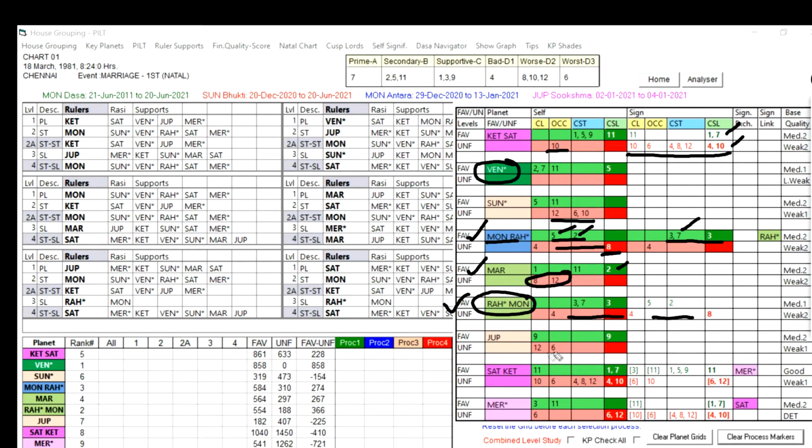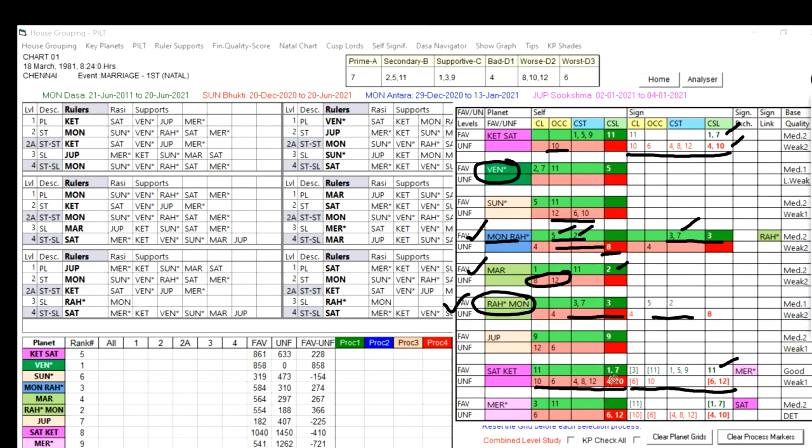Then Jupiter, no, it has got 12 and 6. And no good house grouping, only 9 is present. Saturn is a good planet because 7th cuspal sublord and also 11th lord and Lagna sublord, but you can see unfavorable house grouping is very high in the self itself, and the sign column also has got very good unfavorable house grouping also present. So it is a mixed key planet.